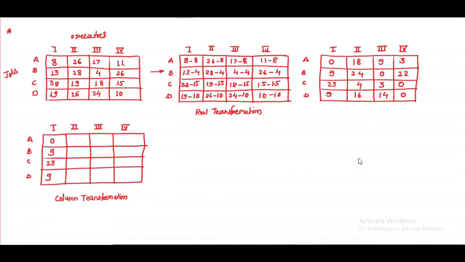Similarly for the second column, 4 is the smallest element, so we subtract 4 from each element of that column. 18 minus 4 is 14, 24 minus 4 is 20, 4 minus 4 is 0, 16 minus 4 is 12. In the third column, the smallest element is 0, so the elements stay as they are: 9, 0, 3 and 14. In the fourth column, the smallest element is 0, so the elements stay as they are: 3, 22, 0 and 0.